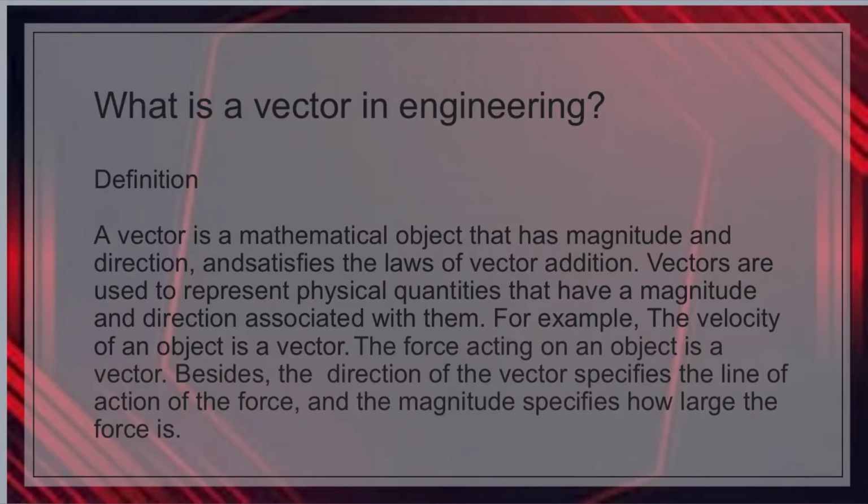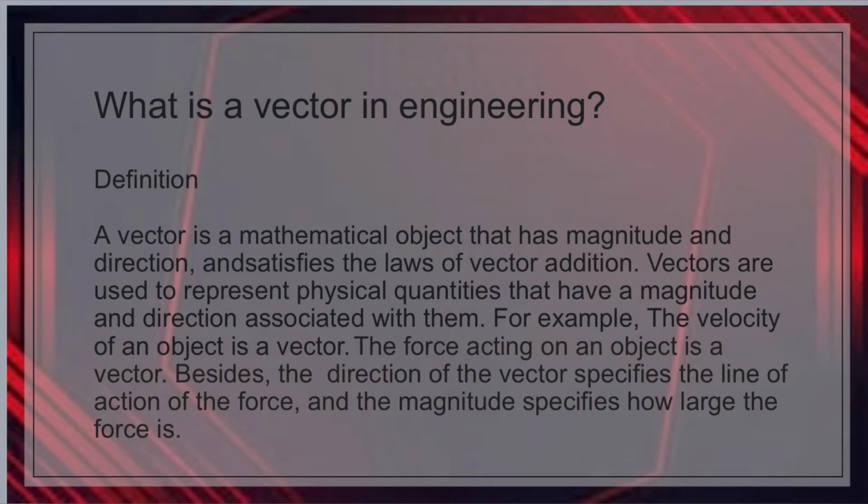What is a vector in engineering? A vector is a mathematical object that has magnitude and direction and satisfies the laws of vector addition. Vectors are used to represent physical quantities that have a magnitude and direction associated with them.